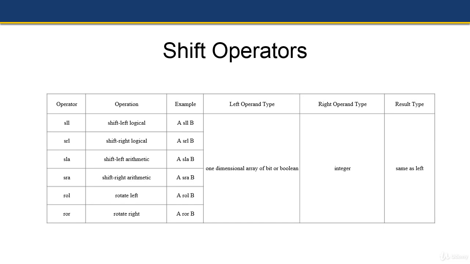Shift operators are used to perform arithmetic or logical shifts on arrays or vectors. We're also able to rotate left and rotate right. The left operand type is a one-dimensional array of type bit or Boolean. The right operand is an integer, and the result data type is the same as the left operand.